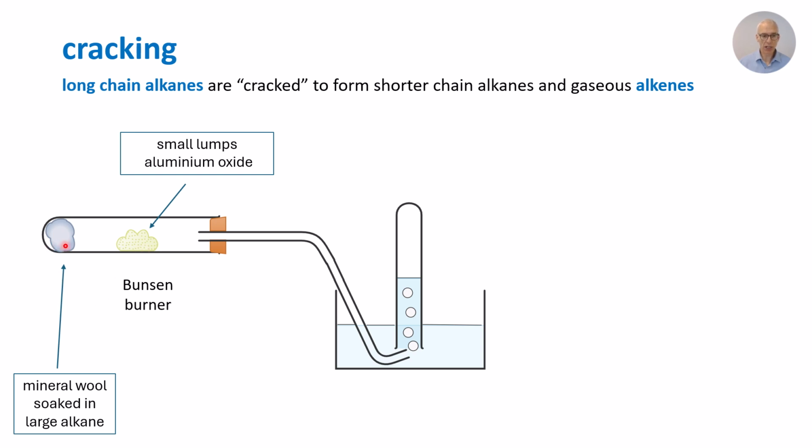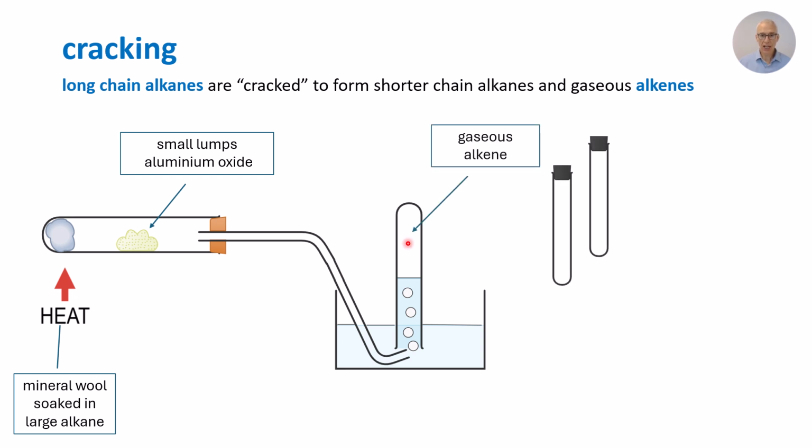So we vaporize the large alkane. It passes through the lumps of catalyst. A reminder that the heat source is called a Bunsen burner. That has appeared as a question in recent paper 6. So the heat is provided, but we need to heat in two places. Firstly, the catalyst, and we also heat the alkane in the mineral wool. And generally you move the Bunsen burner backwards and forwards, so you're heating in two places at once.